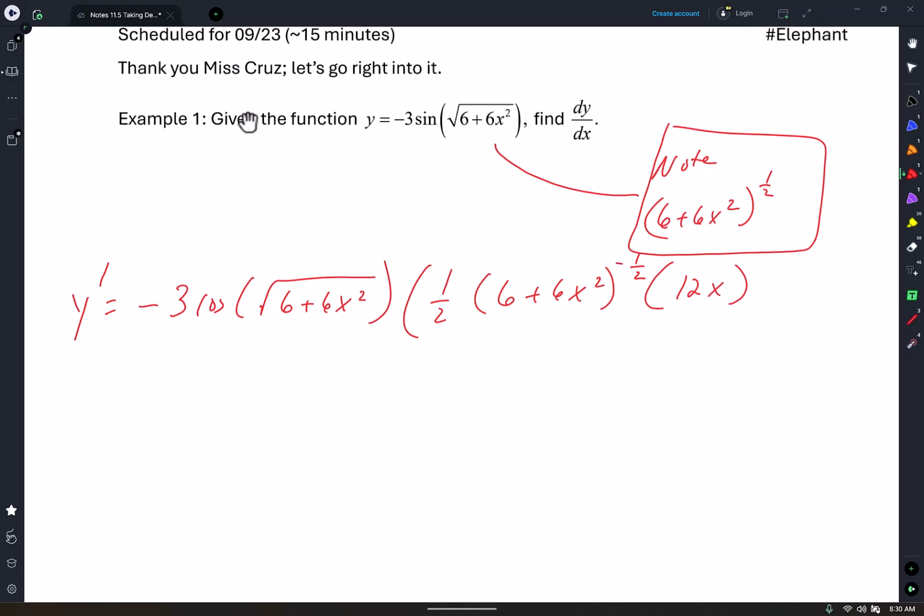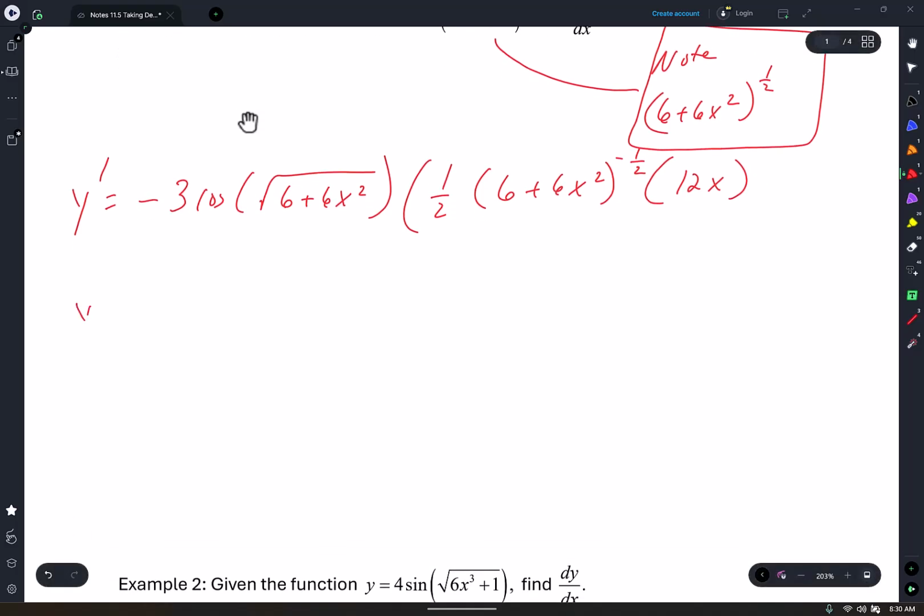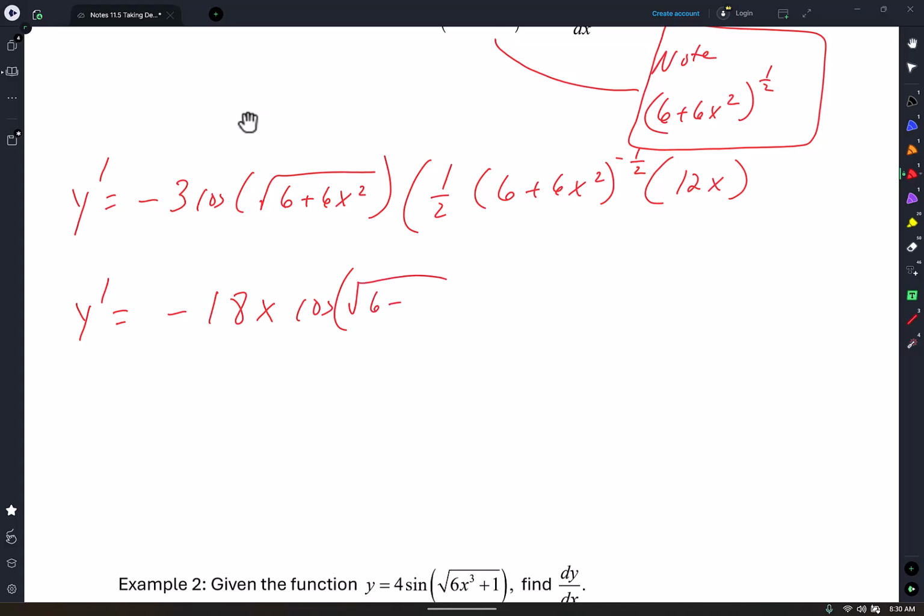Does that make sense? Okay, so here I am. I'm going to make it pretty. Let's see. I have a half of 12. Half of 12 is 6. And 6 times 3 is 18. So I'll put a -18x cosine, parentheses, square root of 6 plus 6x squared, close it.